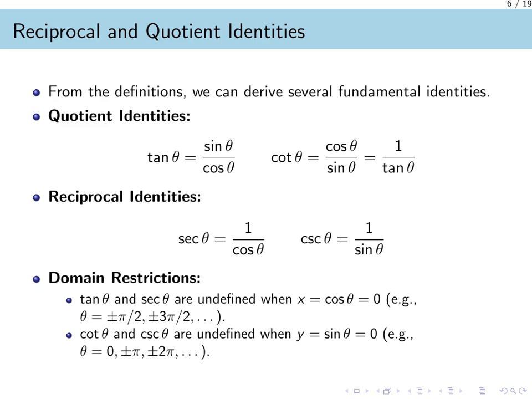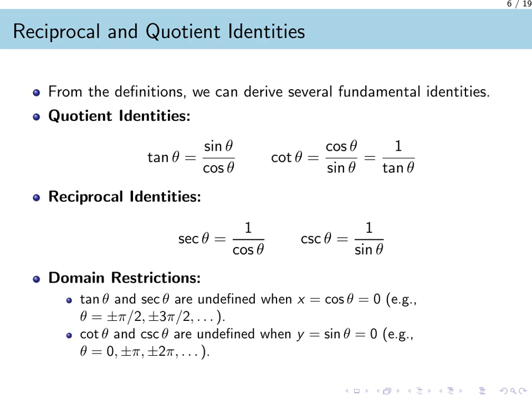Now that we have defined the 6 trigonometric functions, we can see how they are all related to each other through simple identities. First, the quotient identities show us that the tangent of an angle theta is simply the ratio of sine of theta over cosine of theta, and cotangent is the reverse, cosine over sine. Next, the reciprocal identities show that cosecant is 1 over sine, secant is 1 over cosine, and cotangent is 1 over tangent. A crucial consequence of these ratio definitions is that some functions have domain restrictions. For example, since both tangent and secant involve dividing by cosine, they are undefined whenever the cosine of the angle is 0.